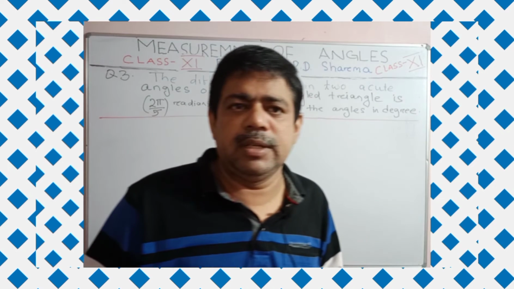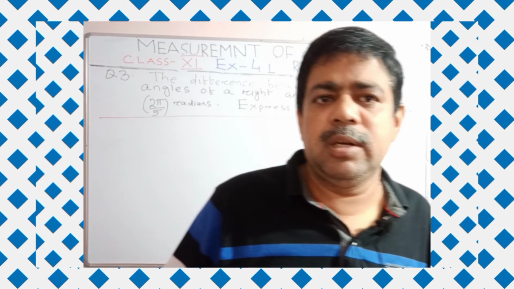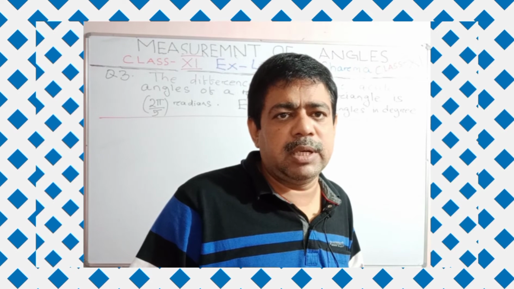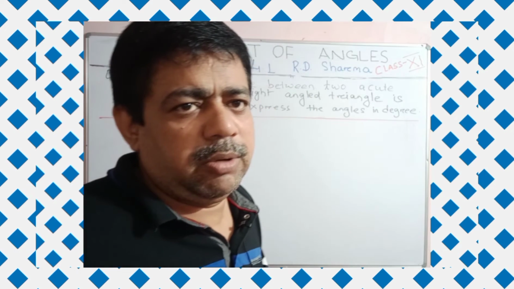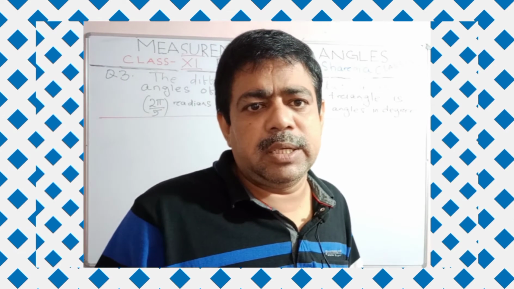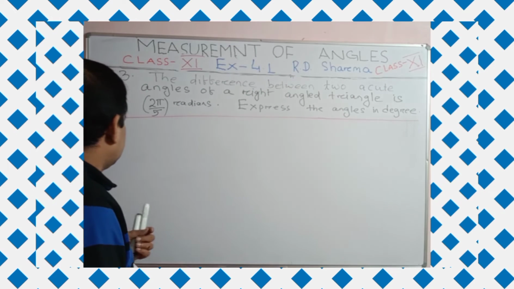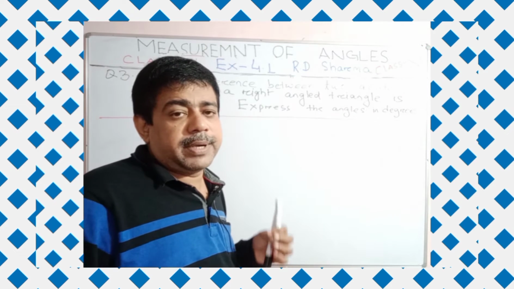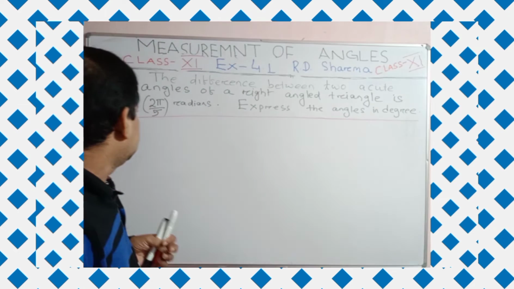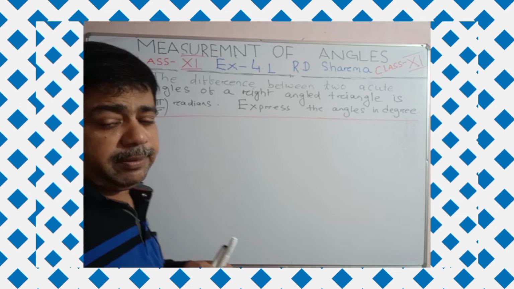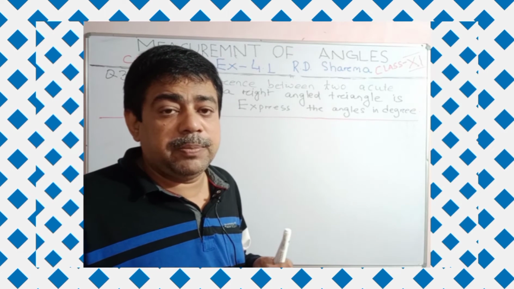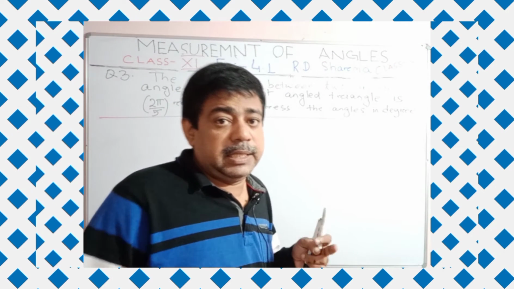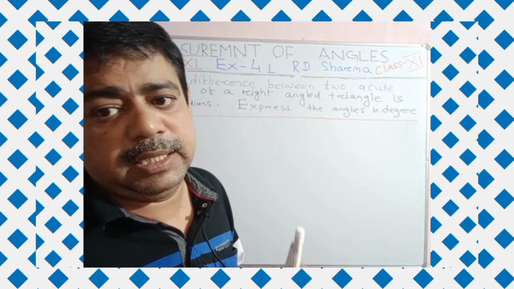Okay, students, here I am discussing exercise 4.1 of your Addi Sharma class 11 math, question number 3. In the previous class, we already discussed question number 2. Here, the question is that the difference between the two acute angles of a right angle triangle is 2 pi upon 5 radians. Express the angles in degree.